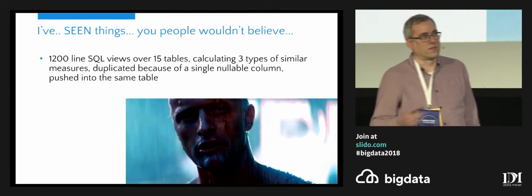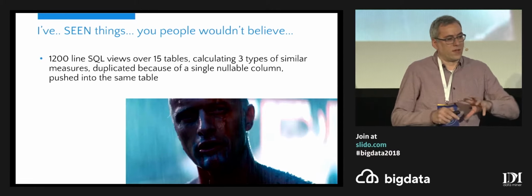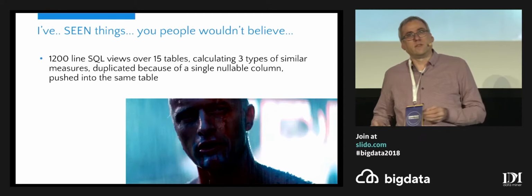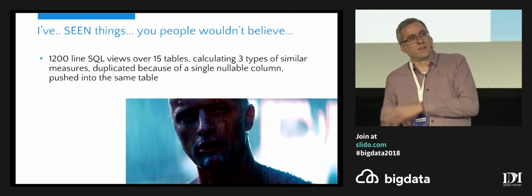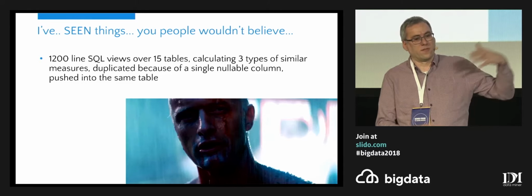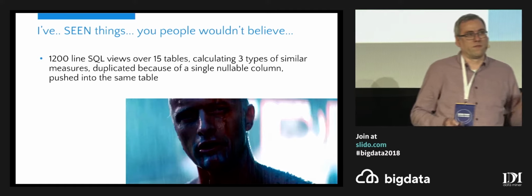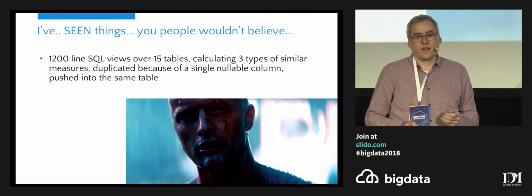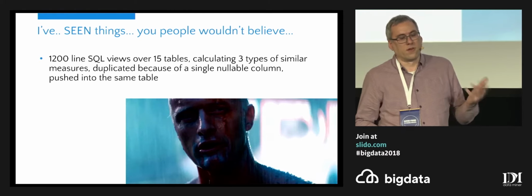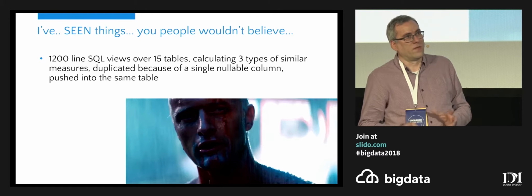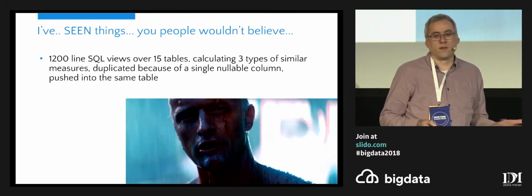I've been working in some companies where we were creating views over some database tables. Some of them had 7 joins, and it was duplicated 6 times. That would yield a 1200 line view just to calculate 3 types of very similar measures that were all duplicated because of a single nullable column, right? And all of that was pushed into the same table. So there was a really complex piece of code to maintain, actually completely unmaintainable.